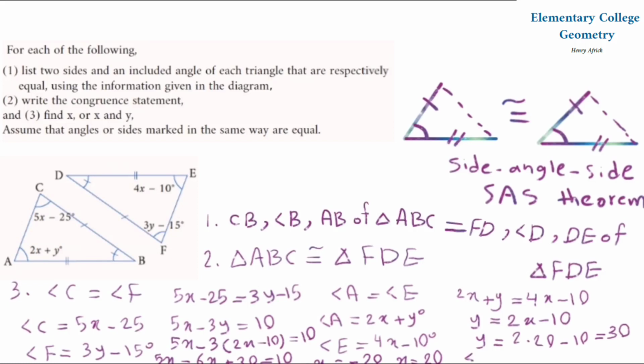So the angle of C equals 5 times 20 minus 25, which equals 75 degrees, and the angle of A equals 2 times 20 plus 30, which equals 70 degrees.